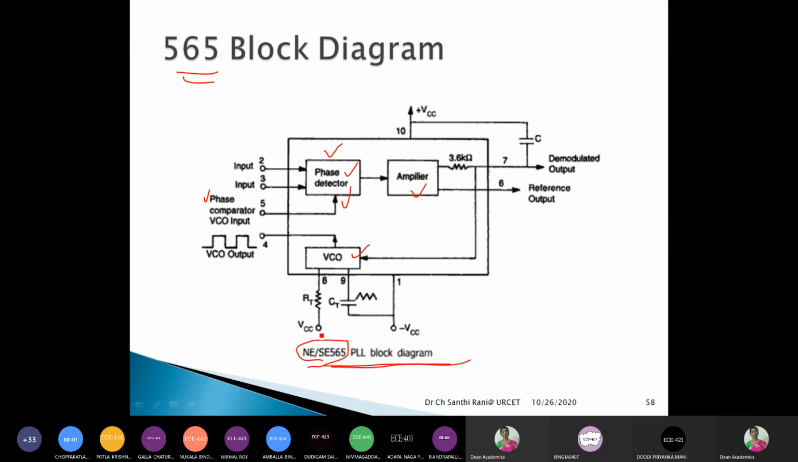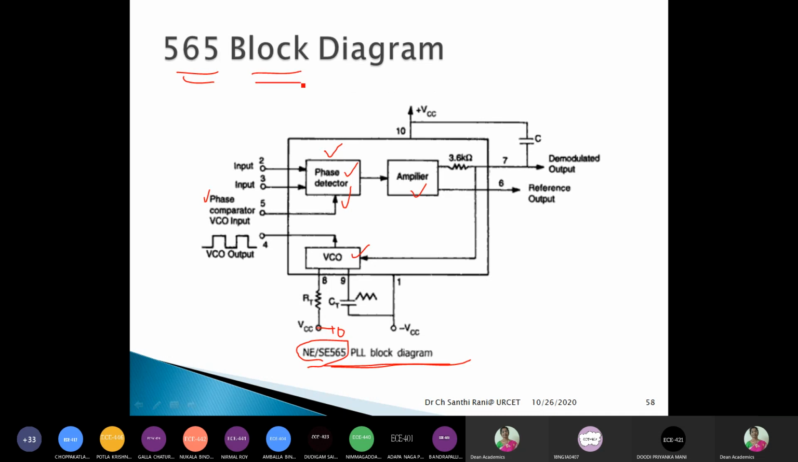Then the other pins, plus VCC and minus VCC, are connected here. Pin number 1 and pin number 10 are plus VCC, minus VCC and plus VCC. Pin number 8 has one resistor R, and pin number 9 has one capacitor C. So this is the basic block diagram of PLL. See, pin number 10 is shown here, at the top of the pin, plus VCC. Like that, this is the basic block diagram of the 565 PLL.